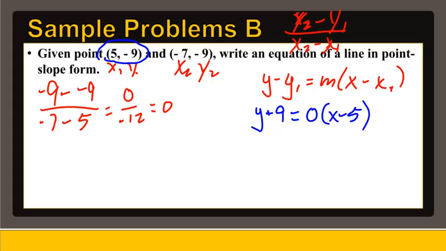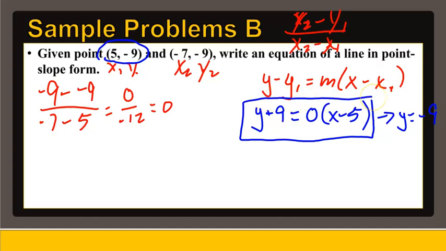But if I were to simplify it, anything times 0 is 0. This is actually going to be a horizontal line because the slope is 0. So this would actually be y equals negative 9. But since we're just working on point slope form, we would write our point slope form like that.